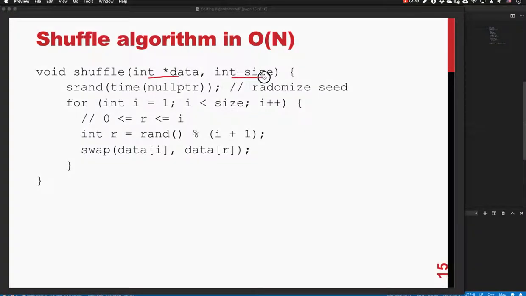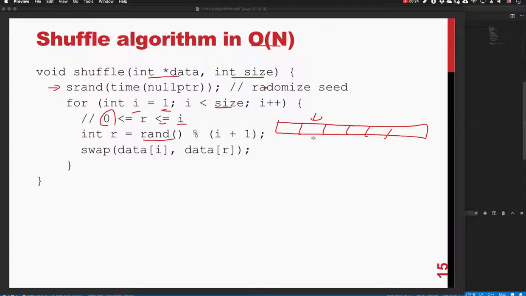So given an array and the size, how do we quickly shuffle the array? This is just randomizing the random number seed so that the random function generates a random number. So what you do is as follows. Given the array, beginning with the second element, so i is 1, and then through the last element, what you do is generate a random integer between 0 through i.